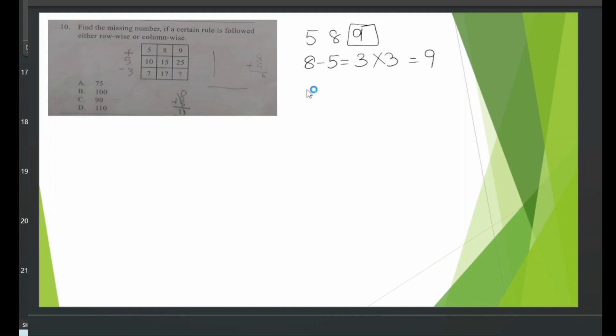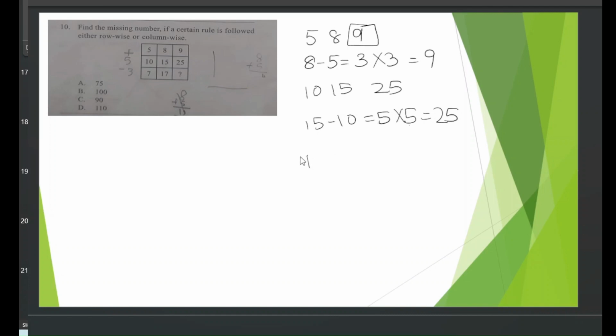Now similarly, the next row is 10, 15 and 25. If you subtract 10 from 15, what will you get? 5. You multiply 5 with 5, what will you get? 25. Okay, we can now confirm the pattern. First, we subtract the first two numbers. Whatever difference we get, we multiply it with itself, that is, we square the difference. Then we get the third number in the row.